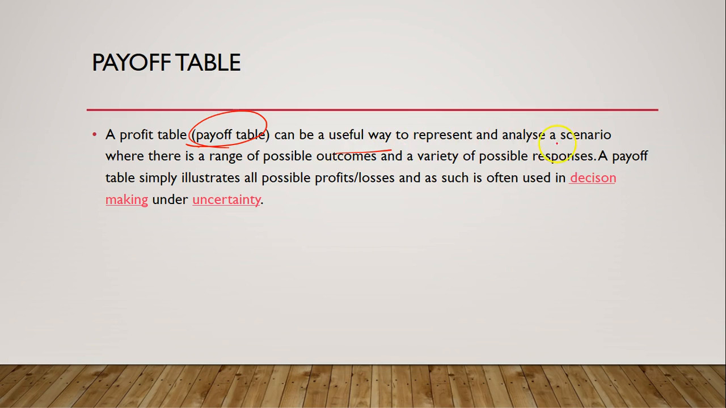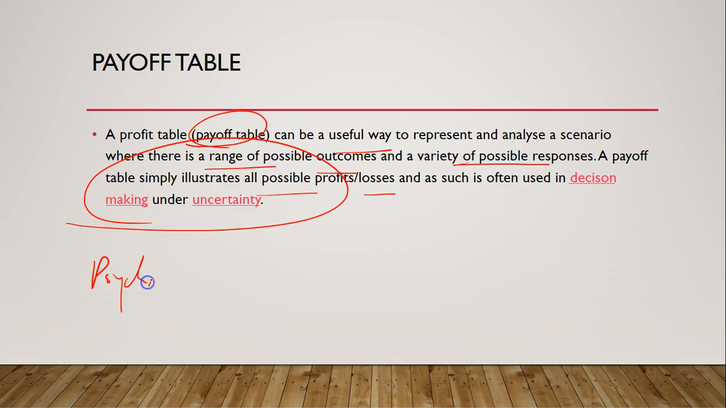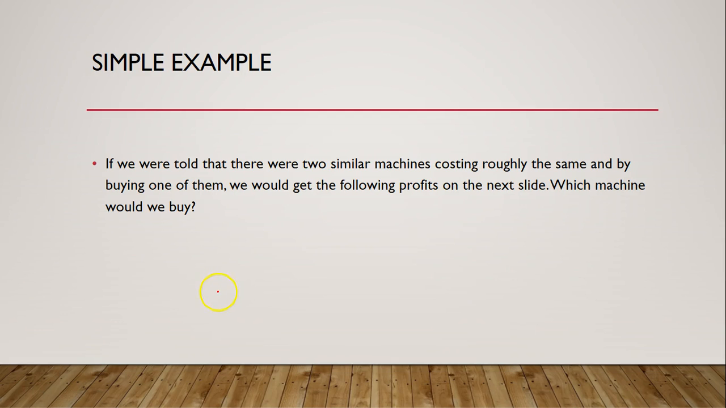is a useful way to represent and analyze a scenario where there is a range of possible outcomes and a variety of possible responses. It simply illustrates all the possible profits and losses, and then you can make a decision under certain levels of uncertainty. There is a lot of psychology to this as well, and it's really about the psychology of the individual and how they want to move, but at least they have the options, and then we will see how different people will react. Okay, so I'm just going to do 2 of them, but we'll do the 3rd one in the next video.